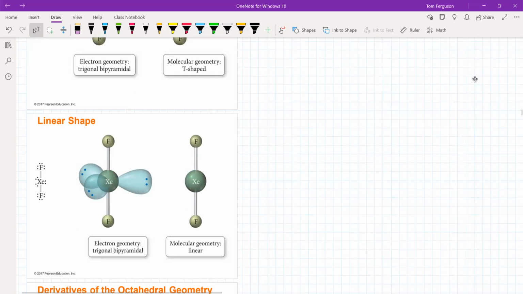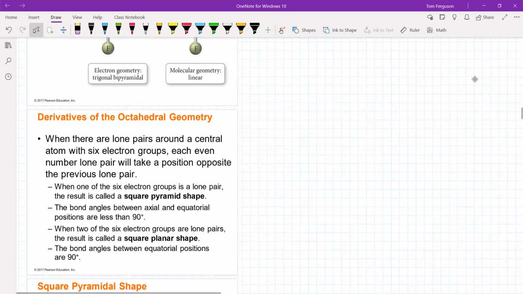And then if we had nothing equatorially except lone pairs, this is what the electronic geometry would look like. Molecular geometry would be linear. Okay, so the central atom has got 1, 2, 3, 4, 5 electron groups or electron domains. We're going to be using this bipyramidal geometry. Now let's go to 6.